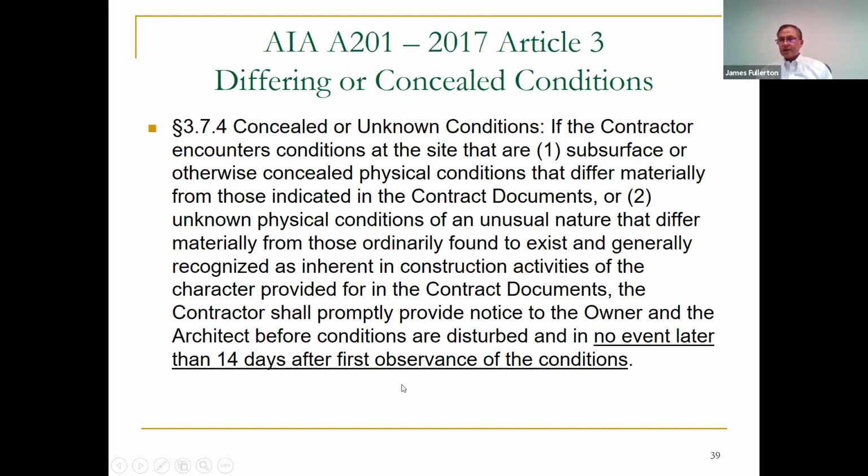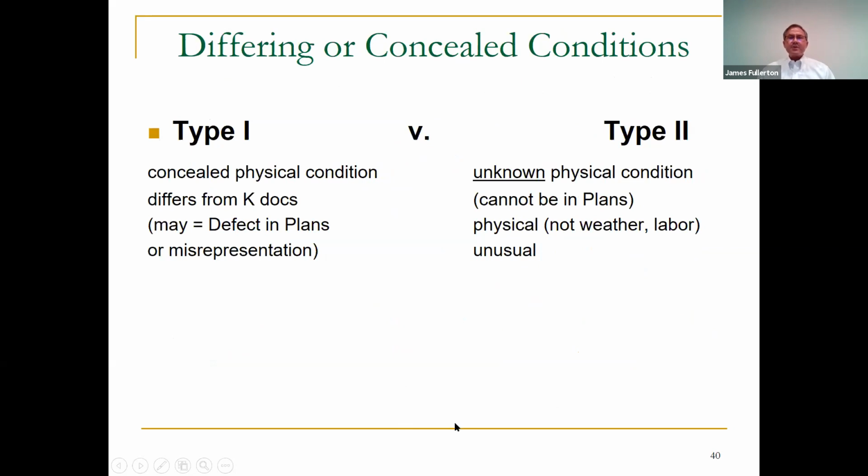Not quite 21 days like for a delay deadline, but it's pretty generous. Actually, I don't really understand why it's such a long deadline. You would think a concealed condition, you could easily make it 72 hours, but the AIA documents do say 14 days. All right, so notice this did discuss type 1 and type 2.